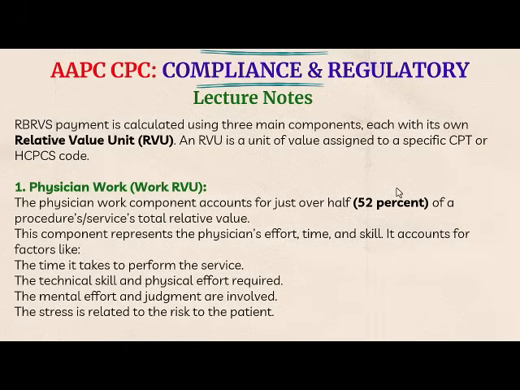So, RBRVS payment is calculated using three main components, each with its own relative value unit. The relative value unit, that is RVU, is a unit of value assigned to a specific CPT or HCPCS code. The first one is physician work, called work RVU. The physician work component accounts for just over half, that is 52%, of the procedure or service's total relative value.